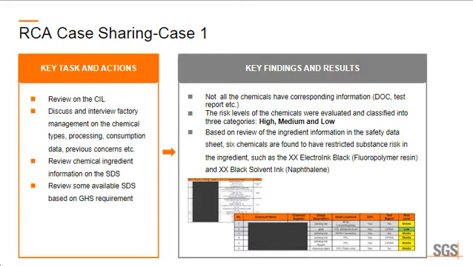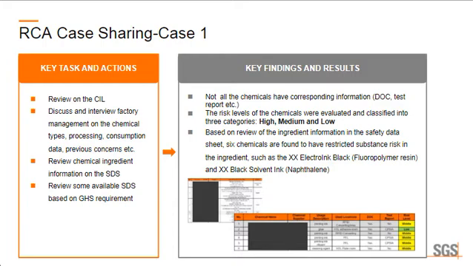And we have some findings. First, not all the chemicals have corresponding information like DOC test reports, and on the on-site visit we classified all their chemicals in 3 risk categories: high, medium, low. And based on the review of the ingredients in the SDS, 6 chemicals were found to have the restricted substance risk.